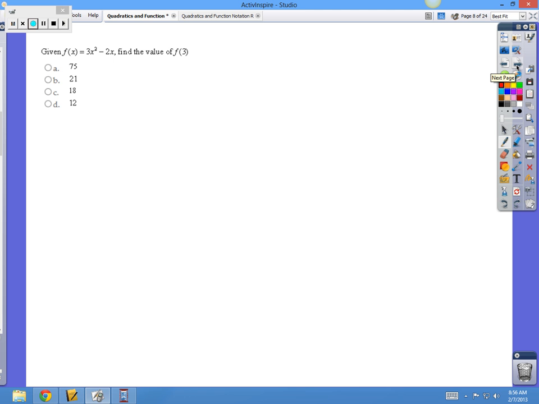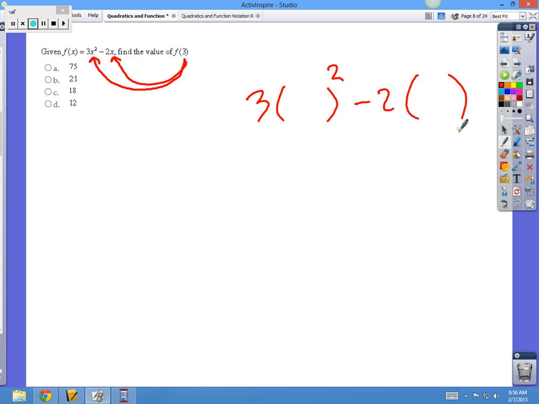Find f of 3. All they want you to do is substitute into the function f the value 3. So you're going to replace, there's 2 spots where you're going to have to sub it in. So it's 3 times whatever you sub in squared minus 2 times whatever you sub in. So these were where my x's were, and I'm just going to drop in place of those x's a 3.